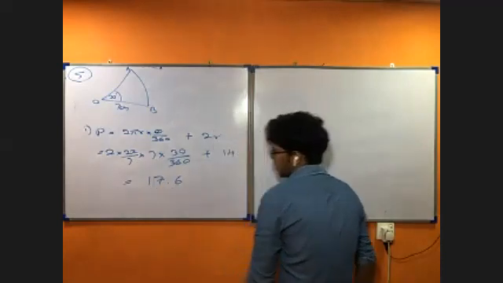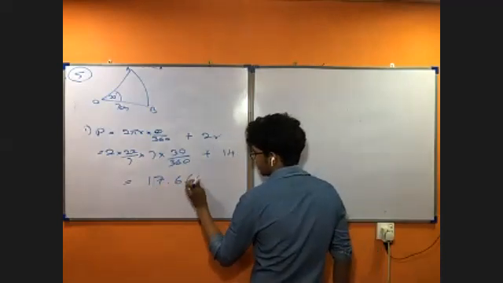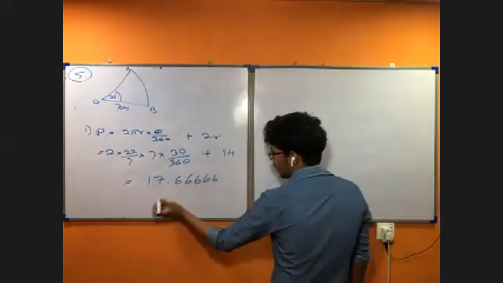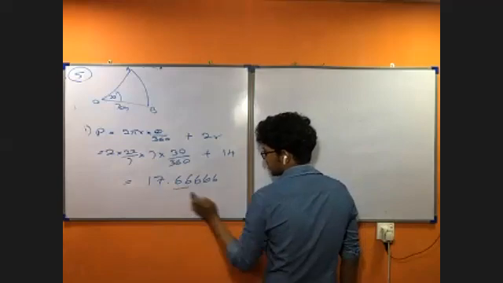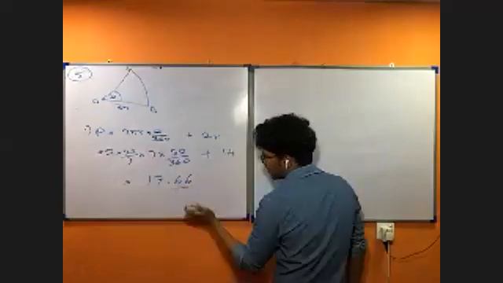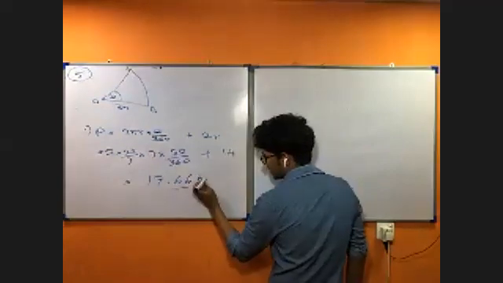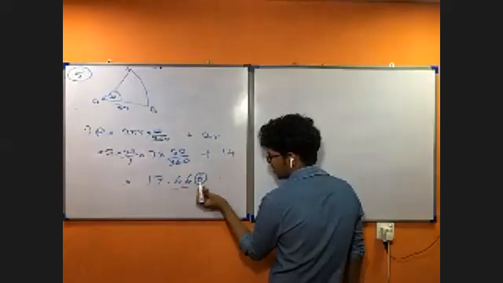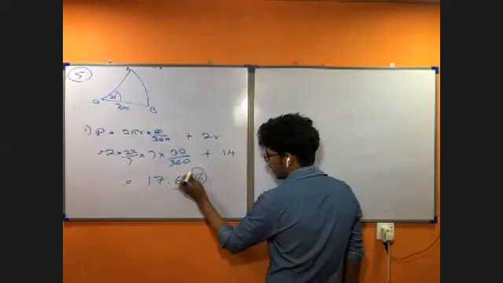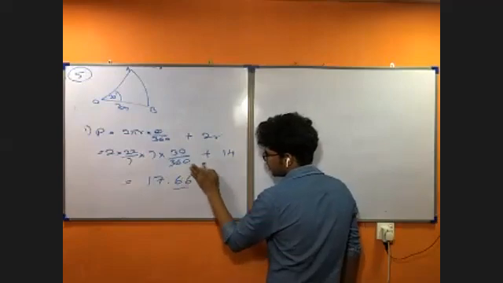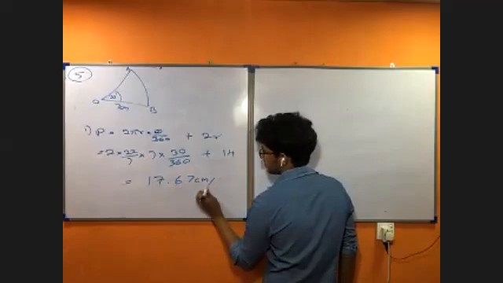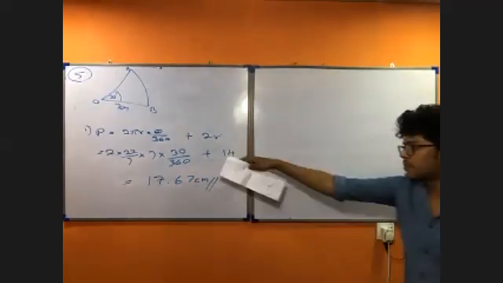Okay, so look, you're getting 17.6666. It is continuing forever, right? So you need to round off to 2 decimal places. So you can cancel off all the numbers, but you will check this number. This is more than 5, right? If this one is more than 5, you are going to add 1 here. So it is going to be 17.67 centimeters. Do the simplification yourself.